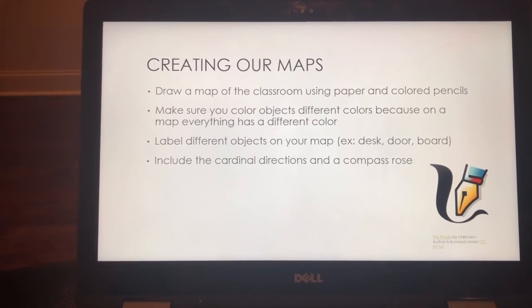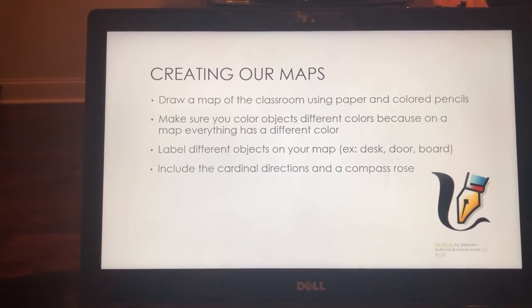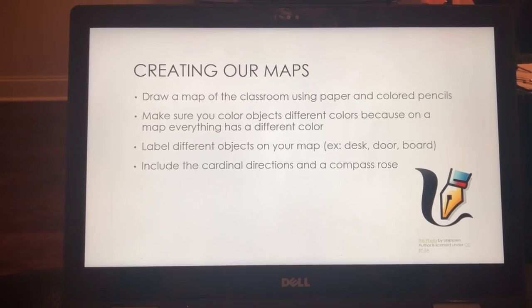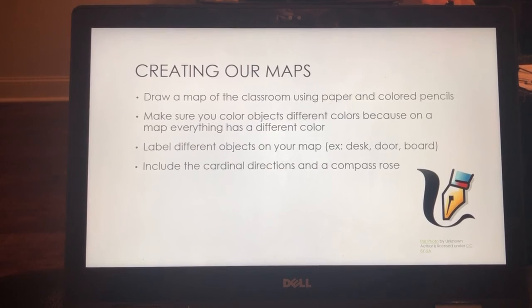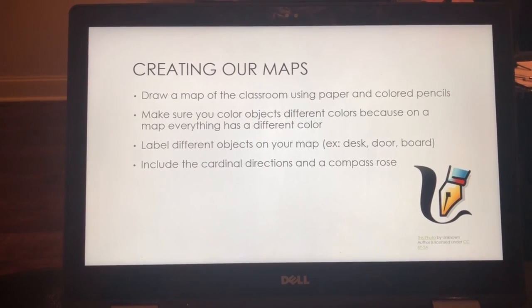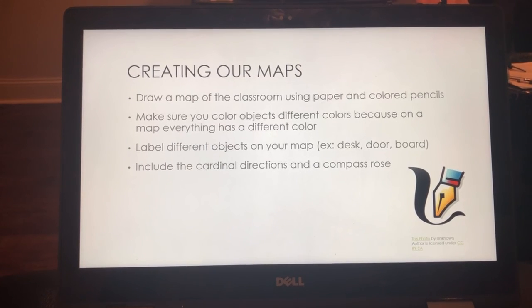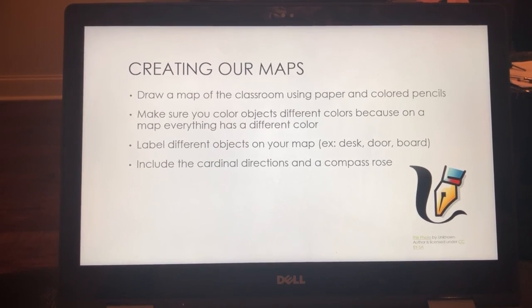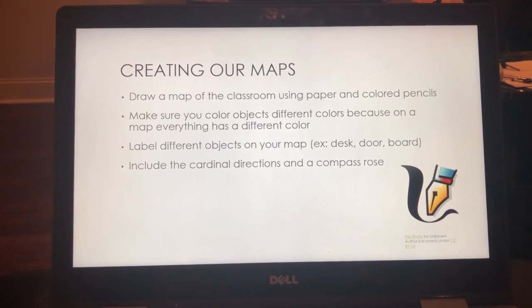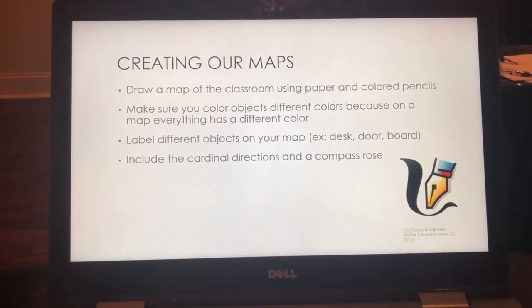Then I want you to label big objects on your map. You don't have to label every little thing, but I want you to label the big things like desk, door, the board, things like that. I also want you to draw in the compass rose and the cardinal directions on that compass rose so that we know where north, south, east, and west is on your classroom map. Okay, let's start drawing.